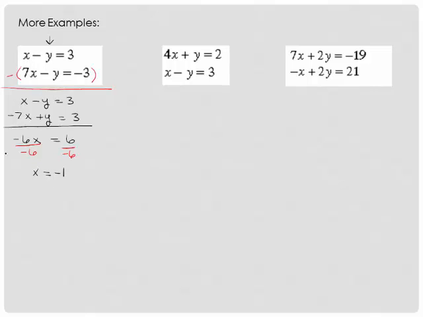I can choose either, but I'm going to go ahead and use the first one. So I have x minus y is equal to 3. X is -1, so -1 minus y is equal to 3. If I add 1 to both sides, I get -y is equal to 4, which gives me y is equal to -4. And my solution is -1, -4.